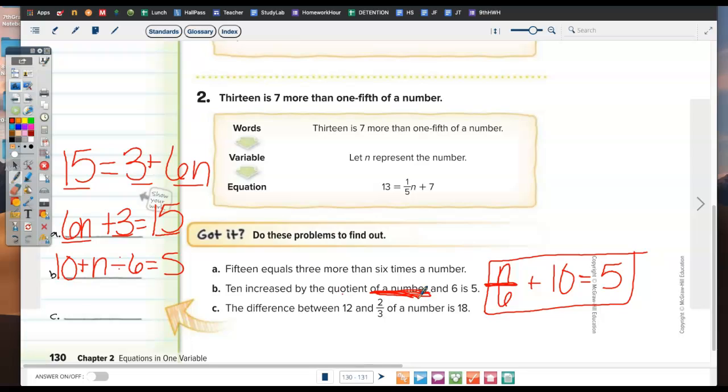It's subtract, I agree. Which comes first though? 12, because it says 12. So 12 minus what? 2/3. Equals 18. I don't agree with that yet.